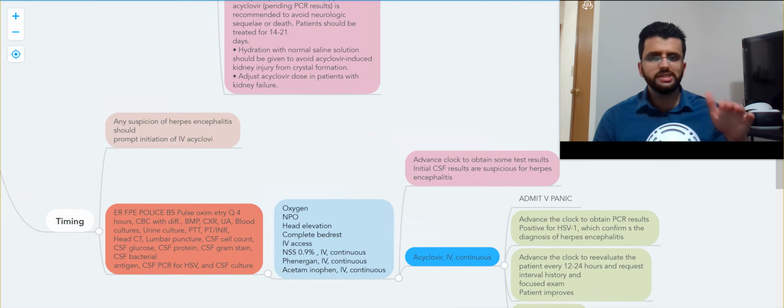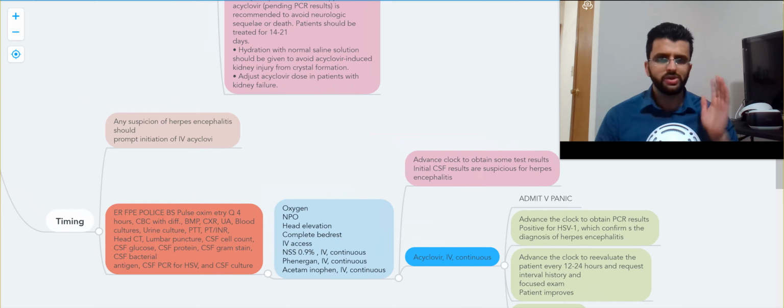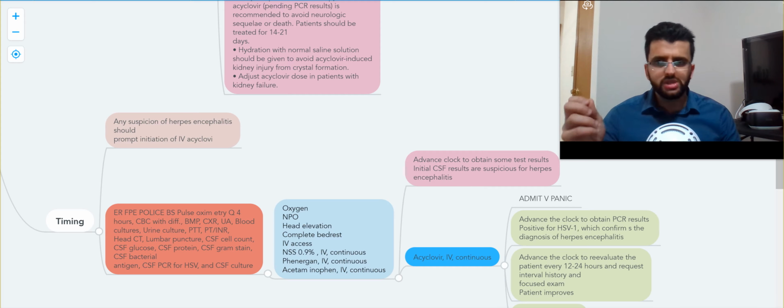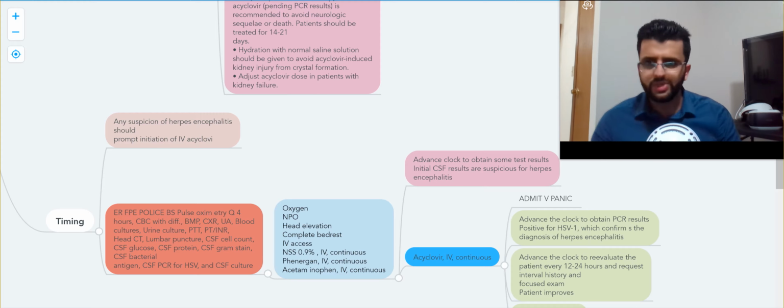So initially, with any suspicion of herpes encephalitis, when you see headache and a fever, altered mental status, you start IV acyclovir empirically, okay? After that, what do you do? So he's in the emergency room. With the acyclovir, you do the ABCs mnemonic: pulse ox, oxygen if you need that, intubation if you need it, IV access, IV fluid.